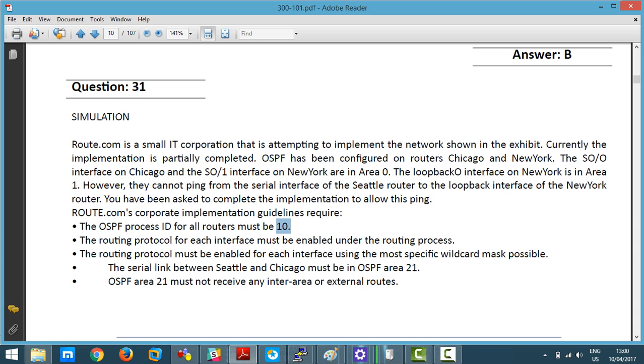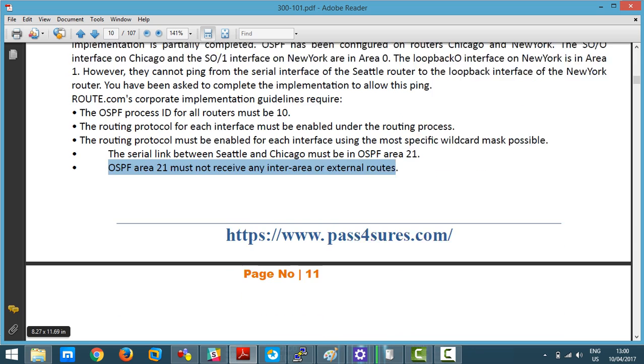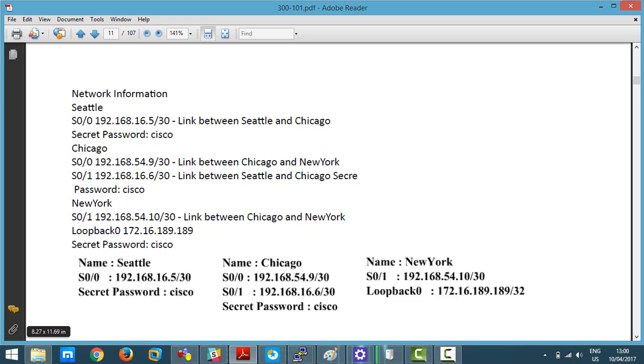Okay, and here we got the point. The serial link between Seattle and Chicago must be in OSPF area 1 according to our topology. Area 21 must not receive external routes. Okay. Intra-area, different routing area, that is LSA5. They are going to ask us to block LSA5s, or external routes. Okay, we got our topic now.